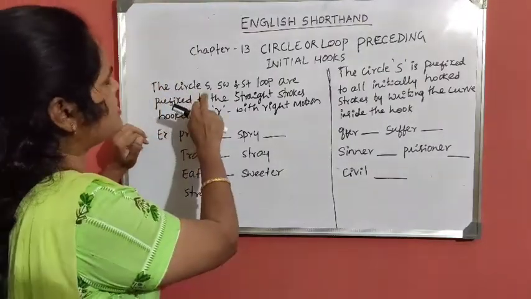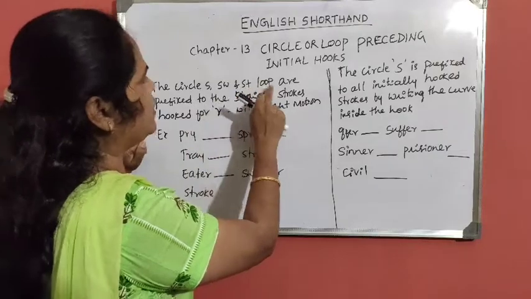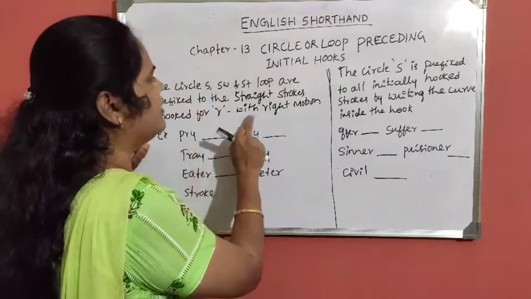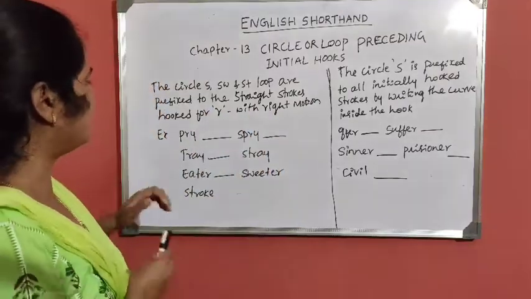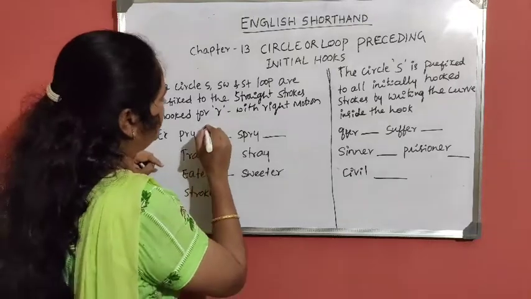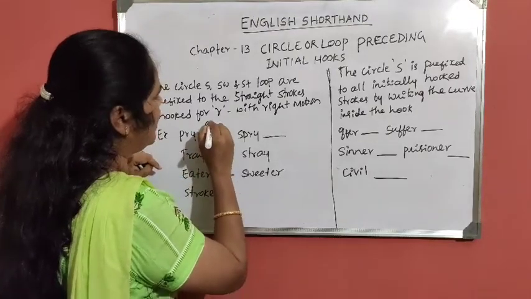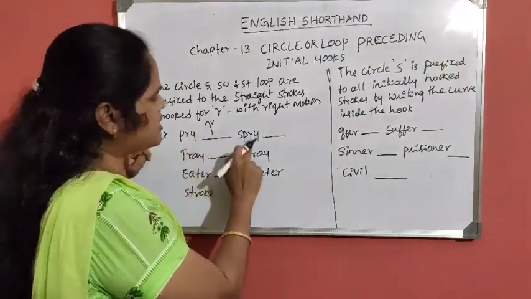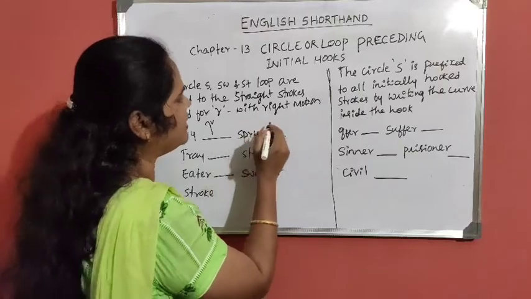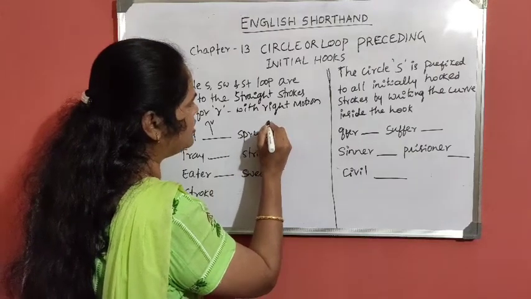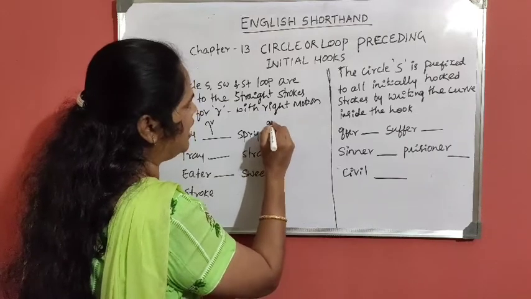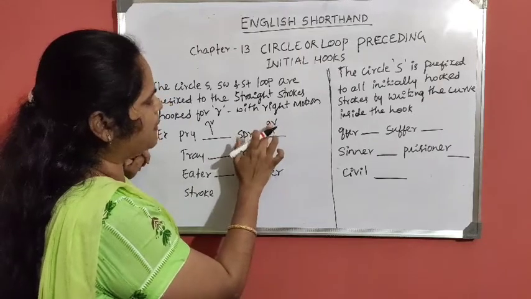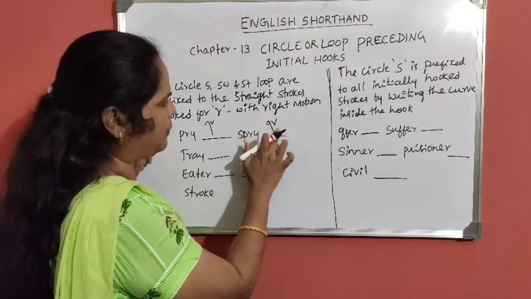The circle S, SW and ST loop are prefixed to the straight strokes hooked for R with right motion. For example, pry. P above the line, I diphthong. This is pry. T with the R hook. This is pry. Here how we have to write? One circle with P with the I diphthong. This is pry. This circle plus R hook then P.